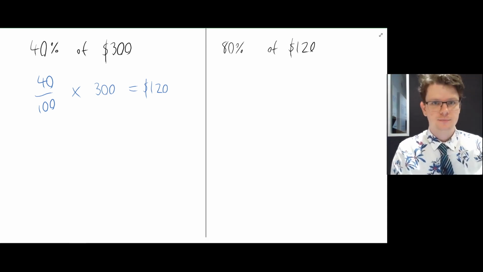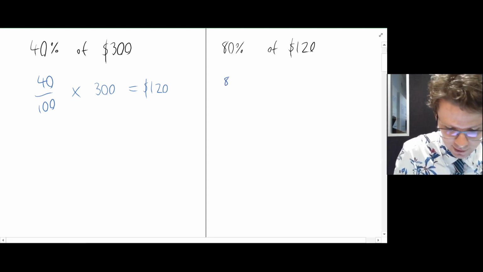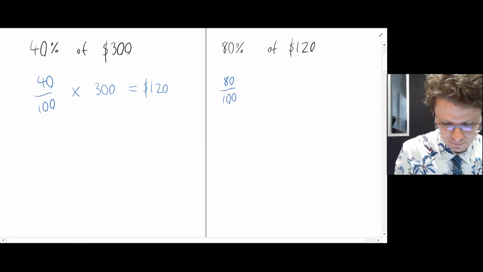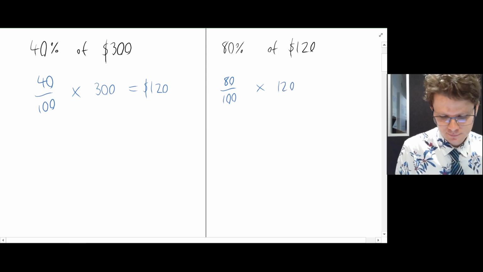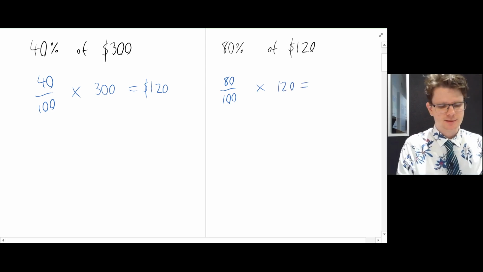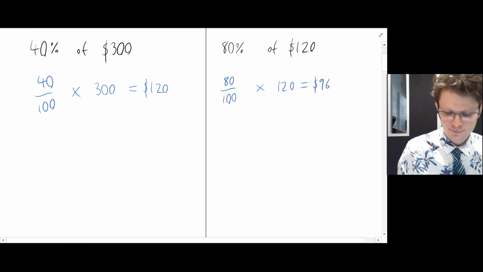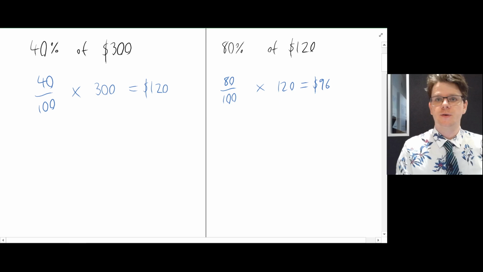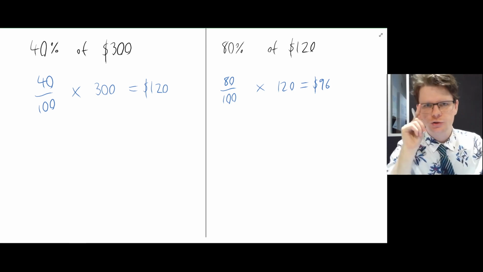Alrighty, hope you went well. Not too difficult. 80% just means 80 out of 100. Of, still multiplication, and 120. Type into the calculator, let's see what it gives us. So we get 80 over 100 times 120, which should give you $96. Okay, that's it. So that's the first part. Can you use a percentage that's already been given? But I want to go a little bit further. Let's try one that's a little bit harder.